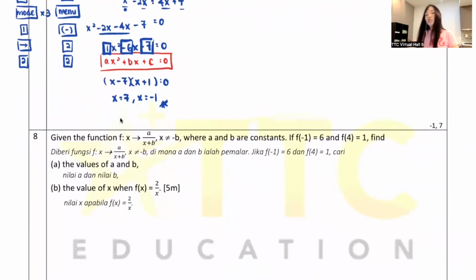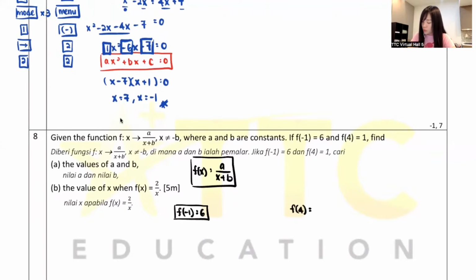Move slightly down. Question 8, guys. They again give you f(x) equals a over x plus b. They say x cannot be negative b, but that's not important. Just focus on your equation. Now they tell you f(-1) is equivalent to 6. Another one, they say f(4) is equivalent to something. Okay, they give you this. Now they say find the value of a, find the value of b.